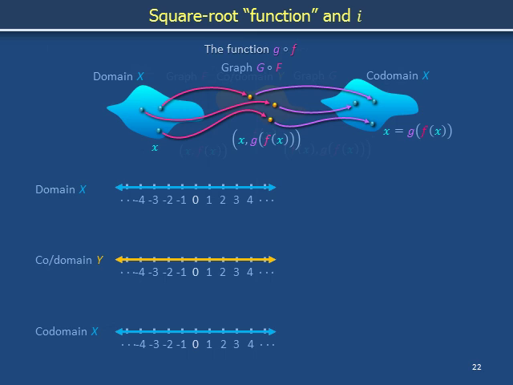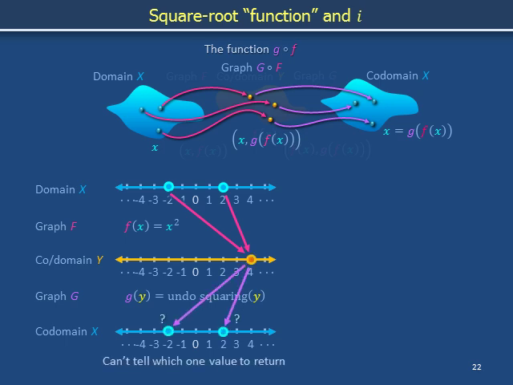In this discussion, we allow the function f to have the association rule f of x equals x squared. We ask, what association rule must function g have so that g of y equals the result of undoing squaring? We encounter a difficulty. Notice that, for example, -2 and +2 in domain x both correspond to the value 4 in codomain y. Thus, it is impossible to determine, given only the value 4 in domain y, whether to return the value -2 or +2 in codomain x.